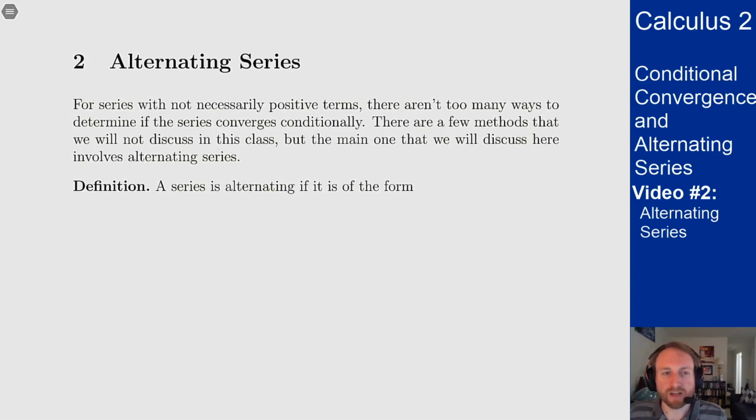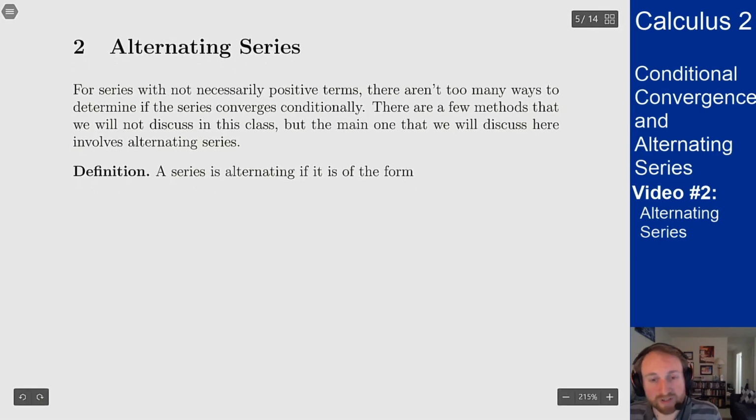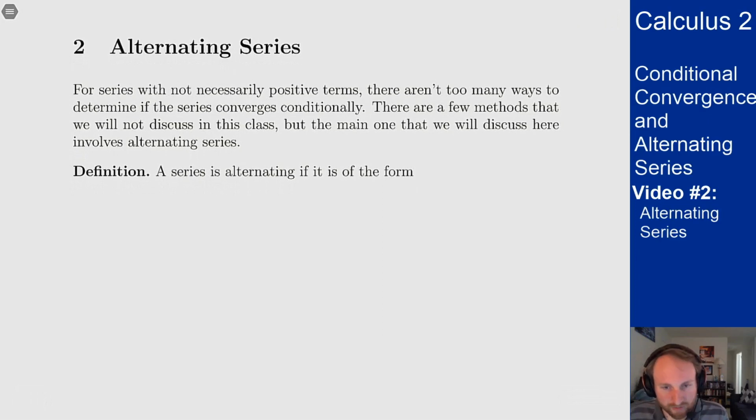In this video, we'll talk about alternating series, which is really the one type of series that we can handle when talking about conditional convergence. So there aren't many options for trying to figure out if a series converges conditionally, and the few that we will discuss here all involve the idea of an alternating series. This is a particular type of series that has not all positive terms. And really that's the one thing we'll be able to handle talking about conditional convergence.